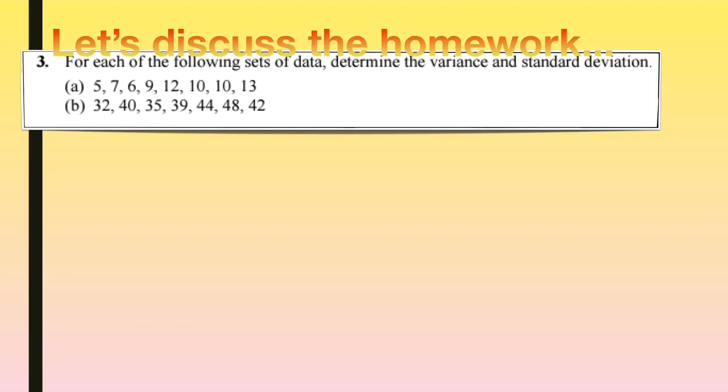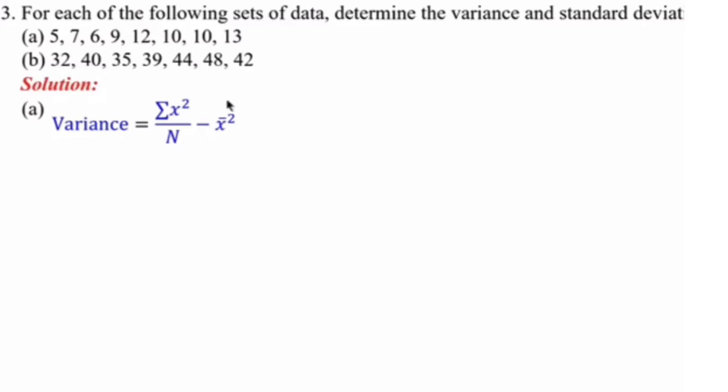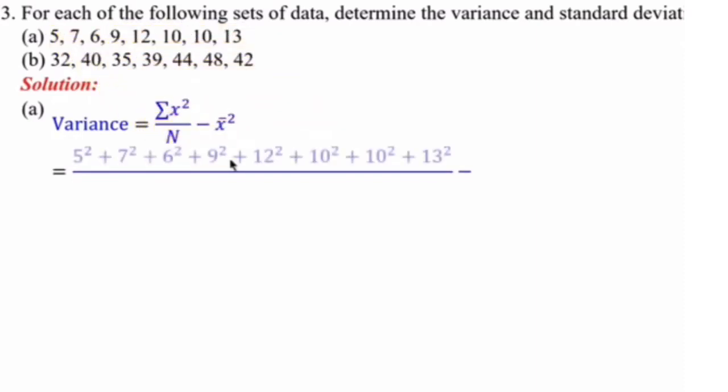Okay, for question number 3, please follow the video to see how to find the variance and standard deviation. Okay, let's discuss question 3. Step 1, write the formula. Choose a short formula for the variance. And then take the data one by one, square and add: 5 square plus 7 square plus 6 square plus 9 square plus 12 square plus 10 square plus 10 square plus 13 square, divided by 8. And then you minus mean square.